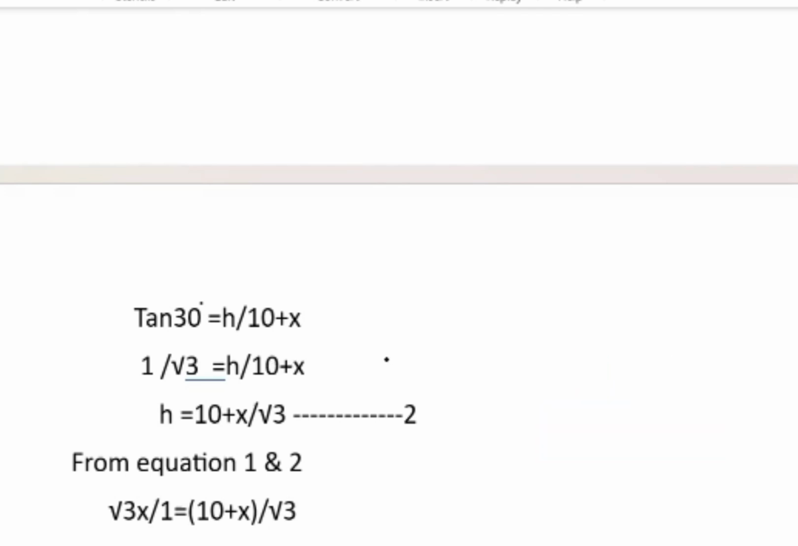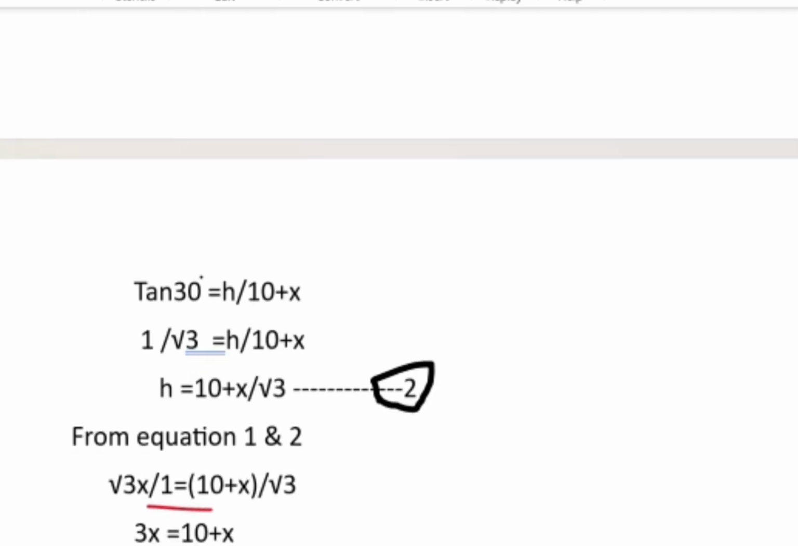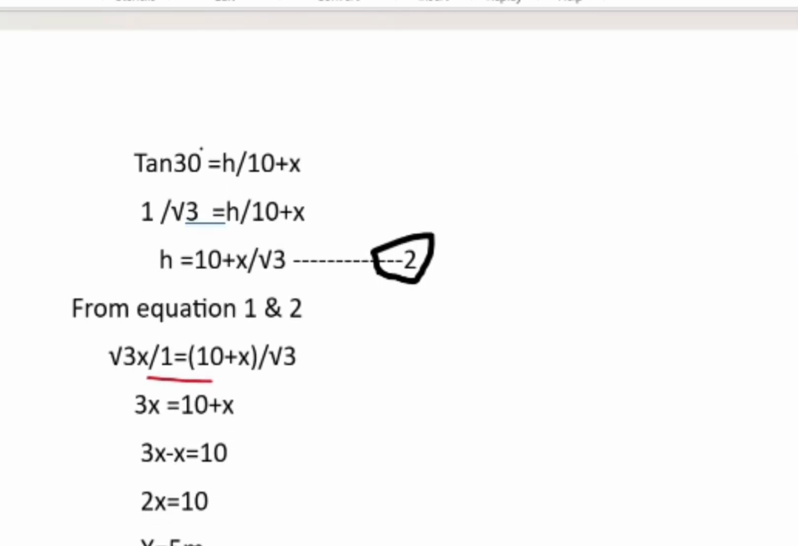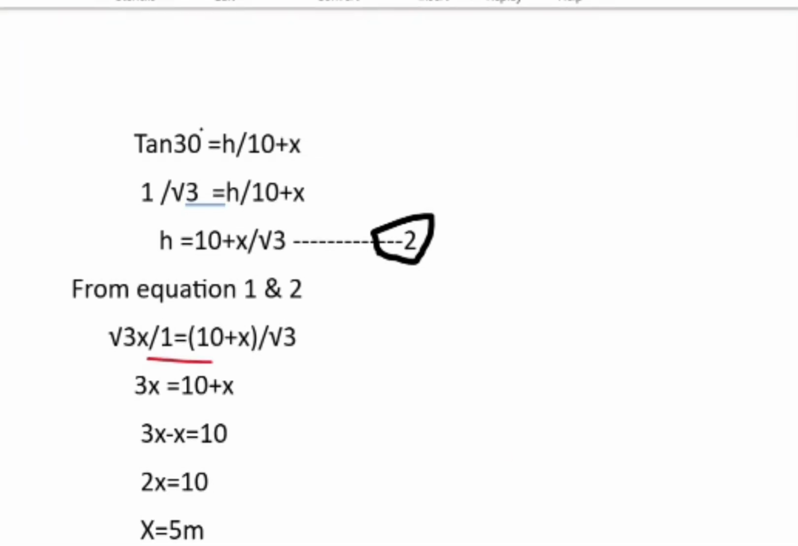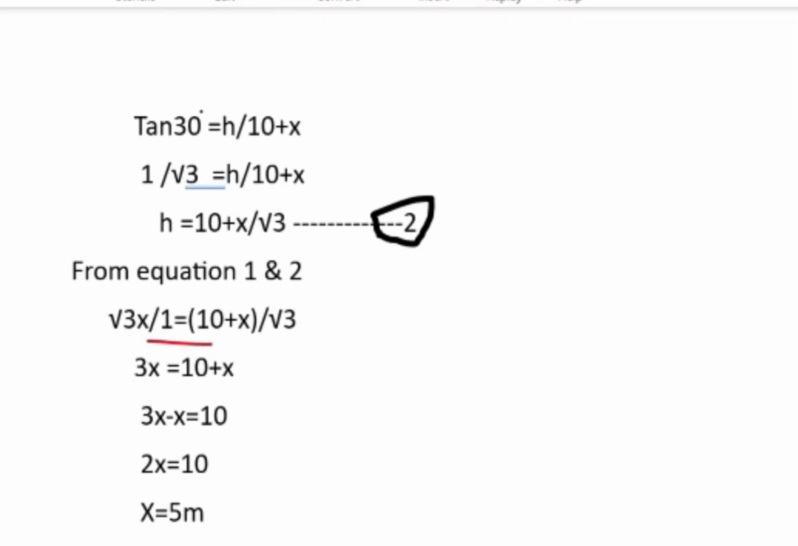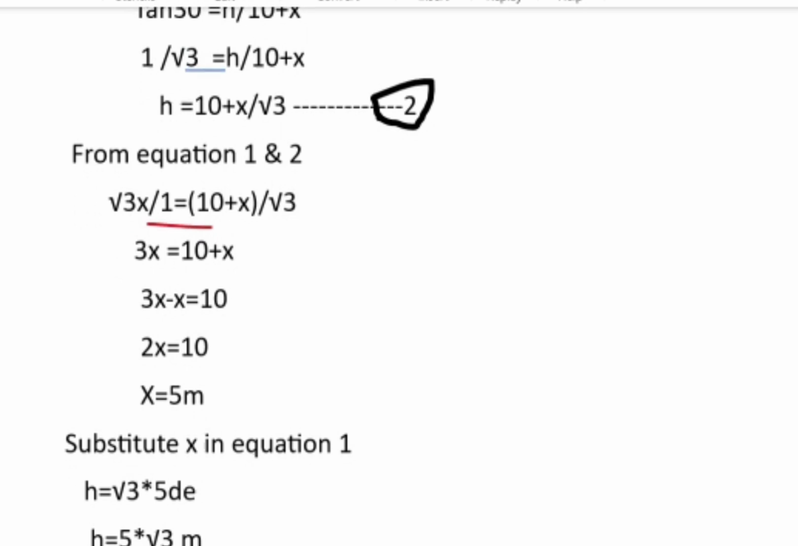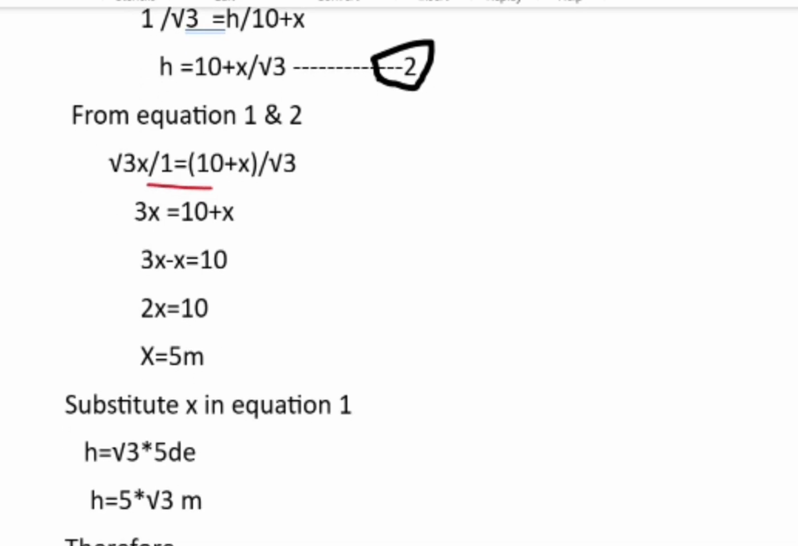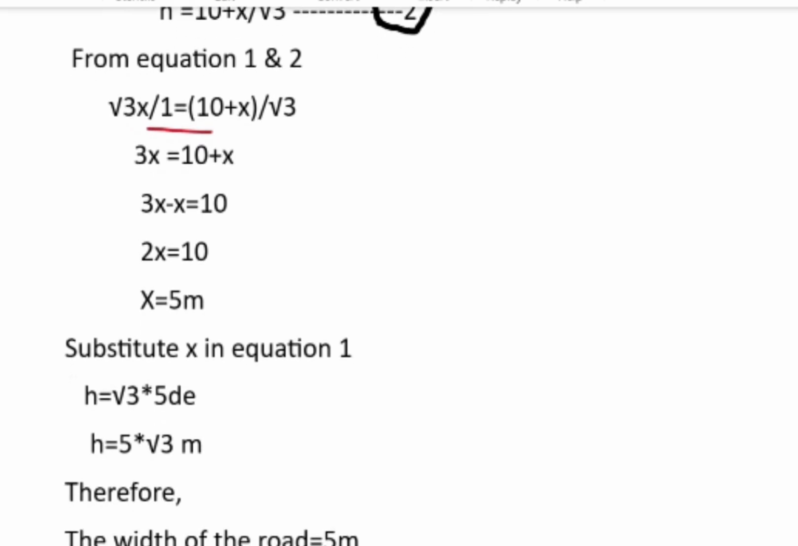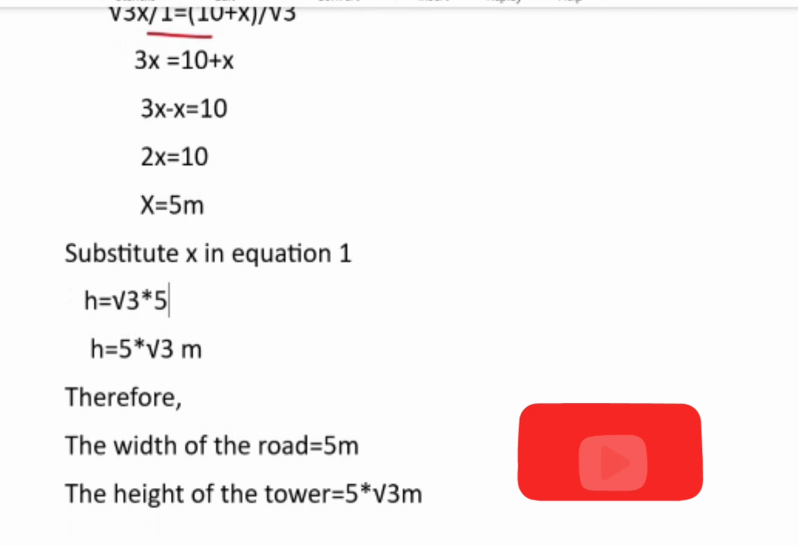From equations 1 and 2, root 3 x is equal to (10 plus x) by root 3. If you cross multiply, root 3 into root 3, you will get 3. So 3x is equal to 10 plus x. 3x minus x is equal to 10. 2x is equal to 10. x is equal to 5. Substitute the x value in h, you will get 5 root 3. So the height of the tower is 5 root 3 meters, and the width of the road is 5 meters.